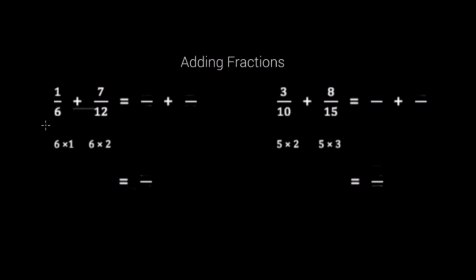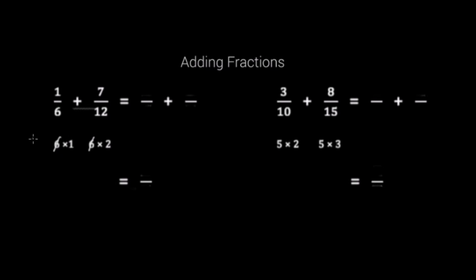So 6 is 6 times 1, because 6 is the highest common factor. 12 is 6 times 2, because 6 is the highest common factor. We now cross off that highest common factor because we don't need it. They've both got a 6, so we put a line through the 6 in the 1, and a line through the 6 in the 2, and we now look for the lowest common multiple of those two.